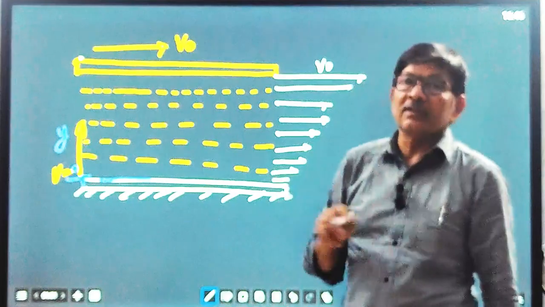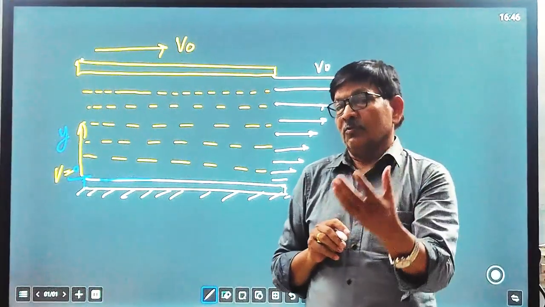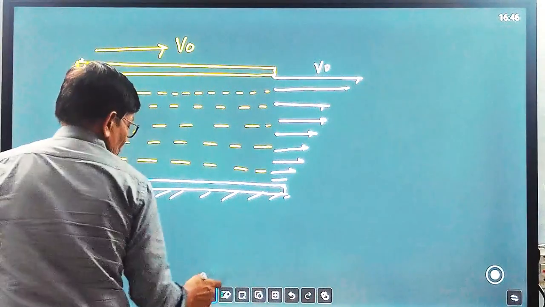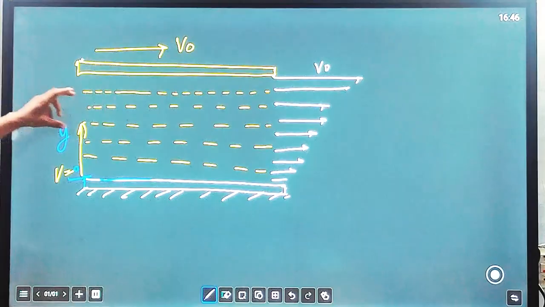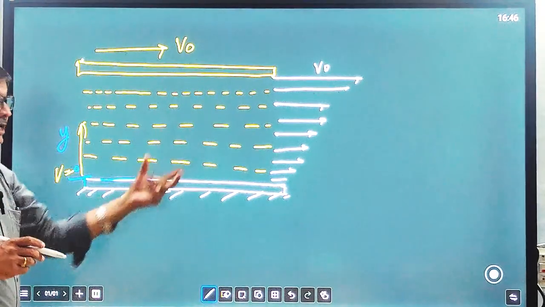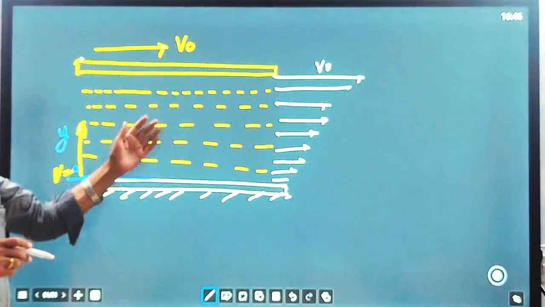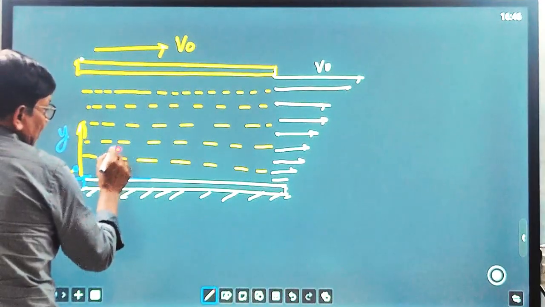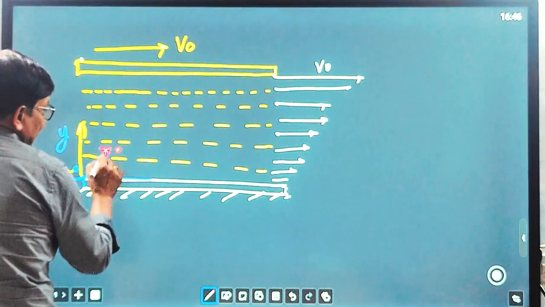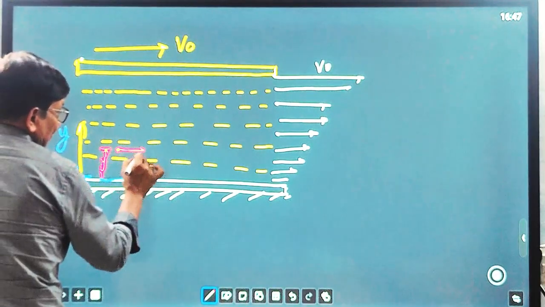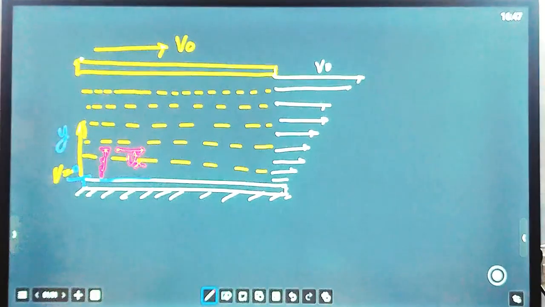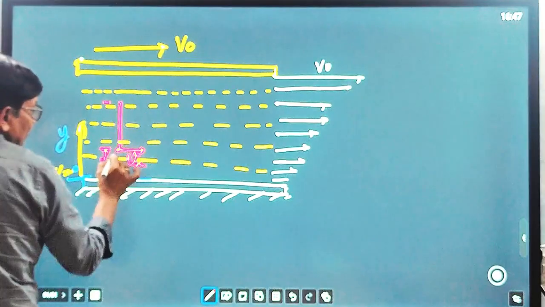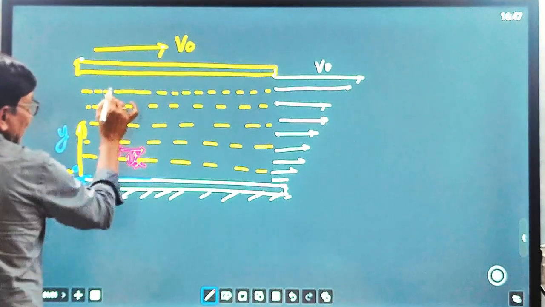So velocity is a function of vertical distance. Velocity is a function of y. So here we derive the relationship between velocity and y, meaning how velocity is related to the y distance. Let us see two points. Suppose at this point the distance is y and the velocity at this point is vx. Then we move upward in the y direction. This is point P and this is point Q.